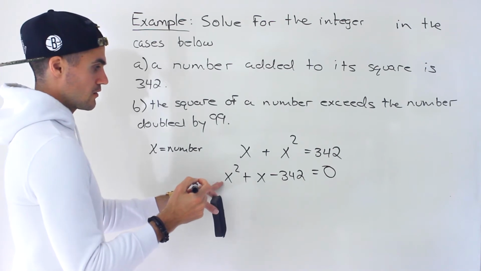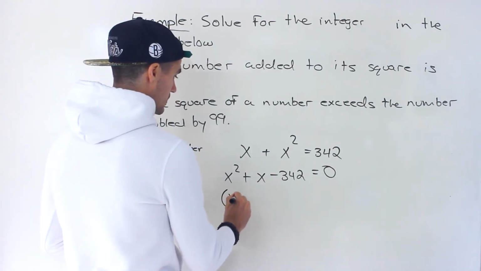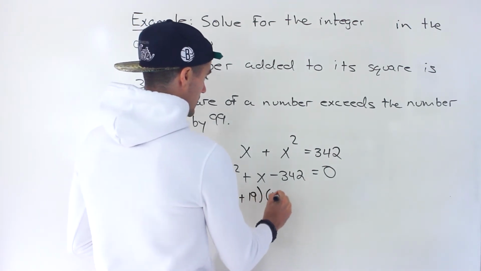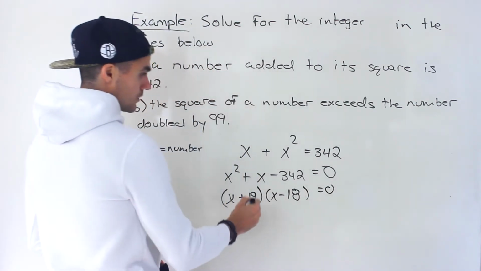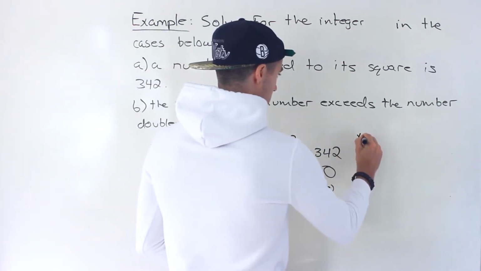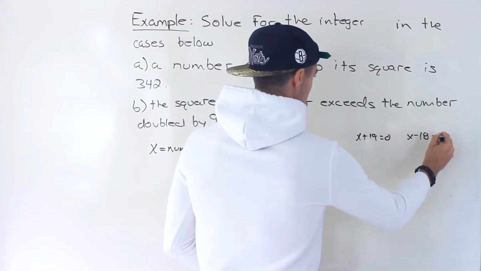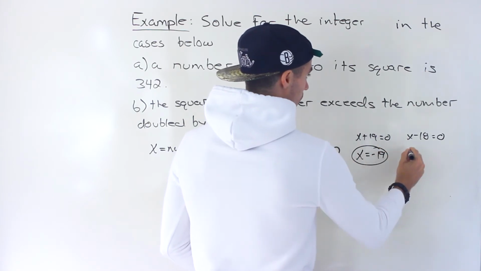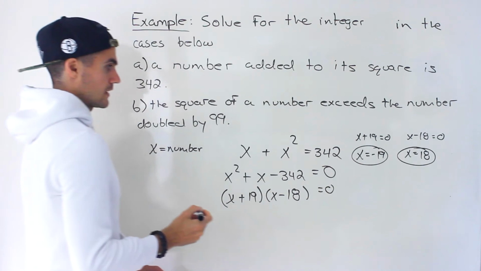This will actually factor smoothly. It's going to factor into x plus 19 and x minus 18, and that's going to equal 0. So we're going to have two solutions: x plus 19 equals 0, or x minus 18 equals 0. So x can either be negative 19 or positive 18.